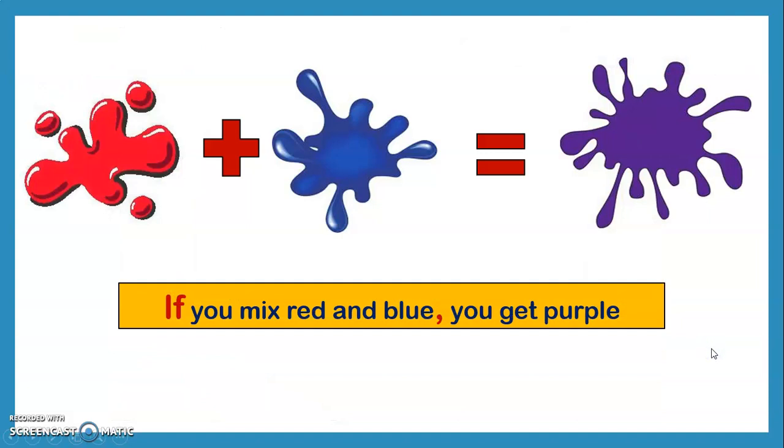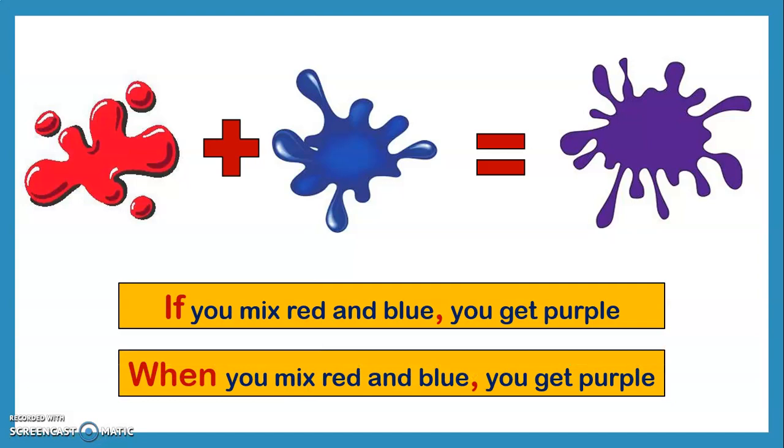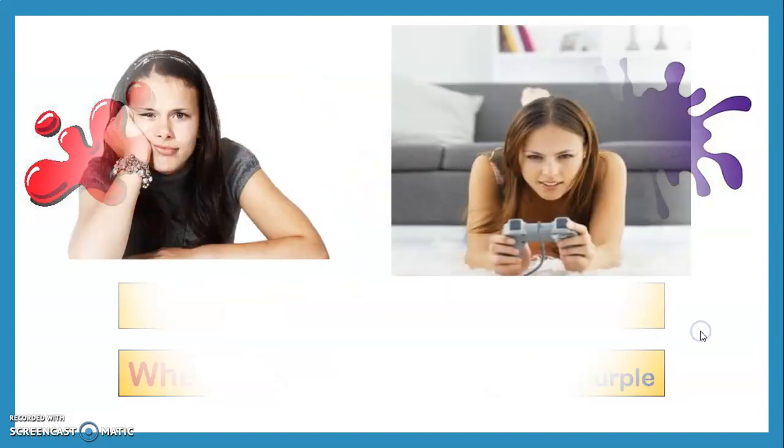If you mix red and blue, you get purple. Okay. So you can say, when you mix red and blue, you get purple. Or maybe you can say you get purple when you mix red and blue also. Okay, here remember you can use if or when. Both are used in the zero conditional. It happens just in the zero conditional, yeah? Okay, that's right. Look at them.